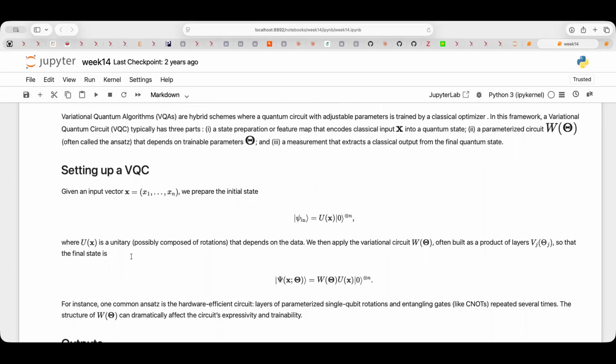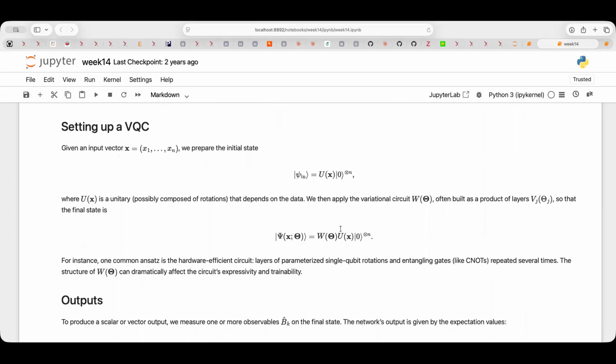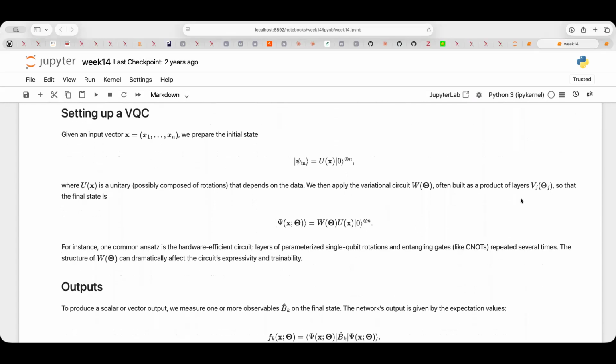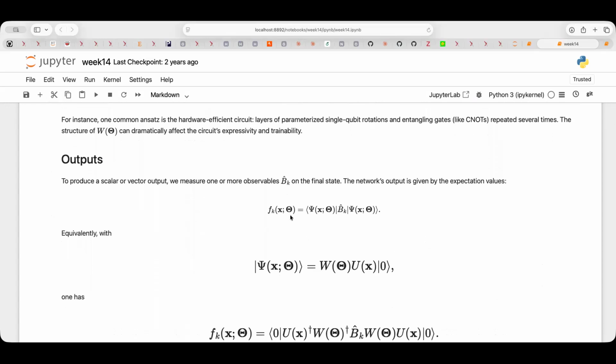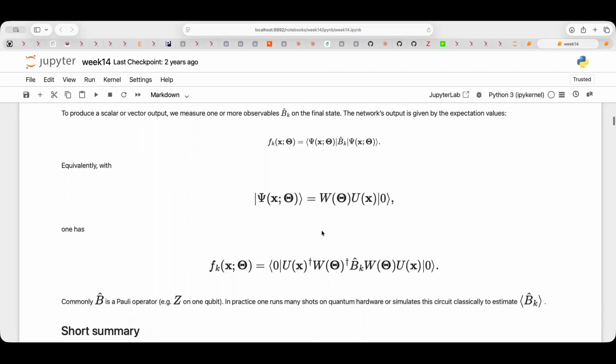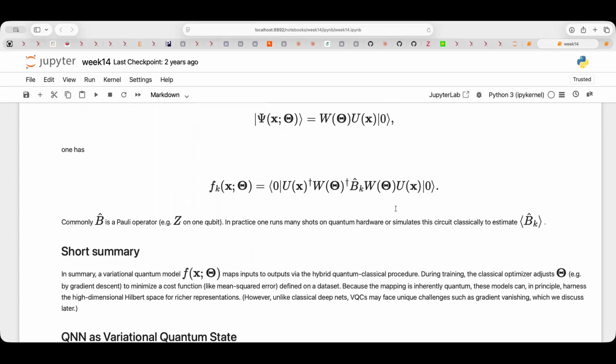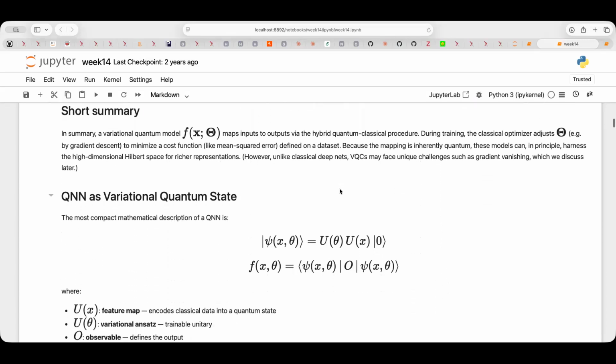So the unitary here is normally set up as composed of rotations, and it depends on the type of data. And the variational circuit is the one which we build as layers of products of rotation matrices, which then include Pauli matrices. And then the output is simply this function here, where we have a specific observable on the final state. So this is our network. We have the encoding, we have the variational part, and this is the final expectation value which we calculate. So the QNN, which we deal with, is something which we would call a variational quantum state.